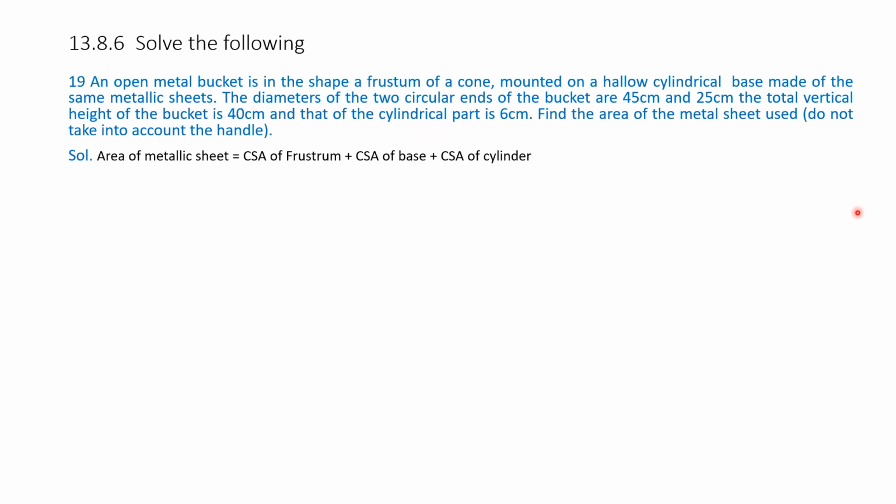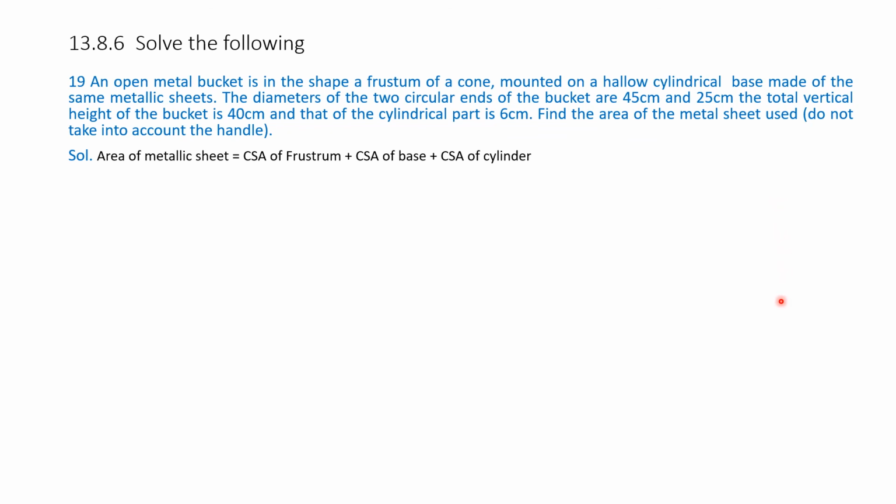This is the bucket. This is the upper diameter given as 45 centimeters. And this is a frustum. This part is the frustum, and its bottom diameter is 25. The circular bottom is 25 centimeters. The height of the bucket from here, the ground, up to the top here is 40 centimeters.